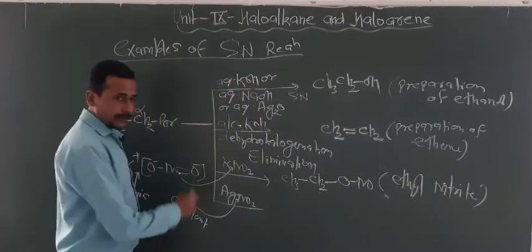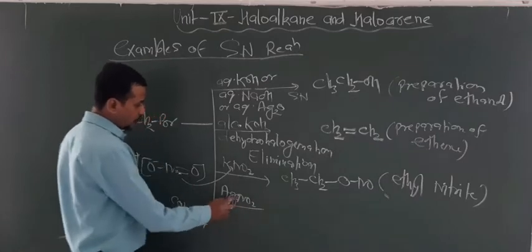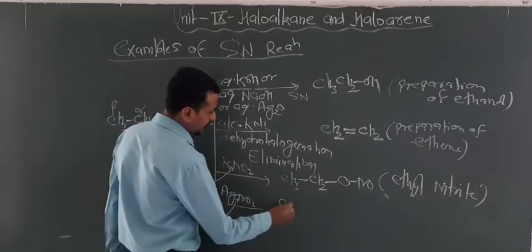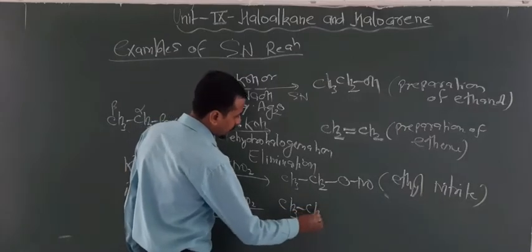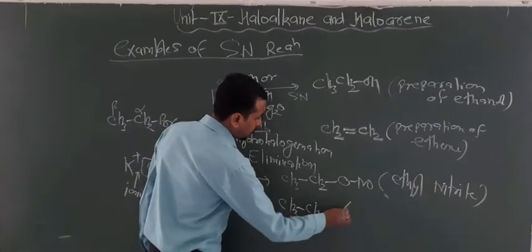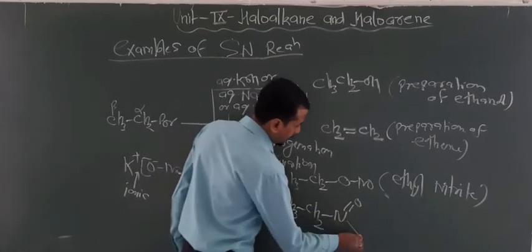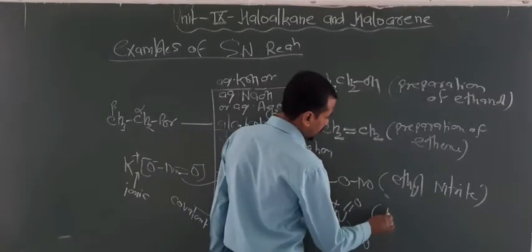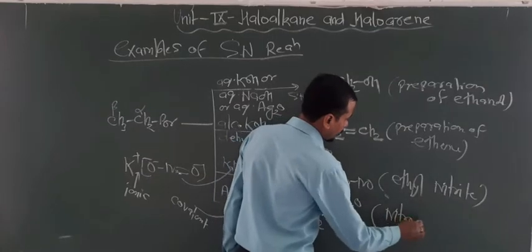But when this reacts with AgNO2, due to covalent nature, here N attacks the carbon, so that's why this will give nitroethane. So the formula of nitroethane in the form of a structure you can write like this. So this is known as nitroethane.